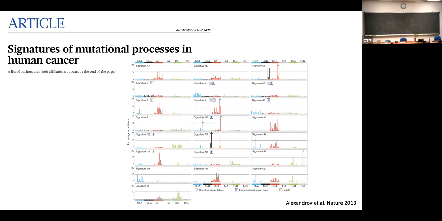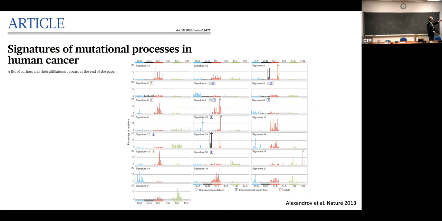Okay, C to A, C to G, C to T, or T to A, T to C, or T to G. And that's the symbol to say that you go from a C to an A. Okay, so that's a point mutation. So one base, one nucleotide in the genome, in the DNA, that's changed.